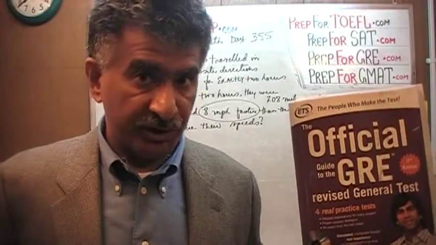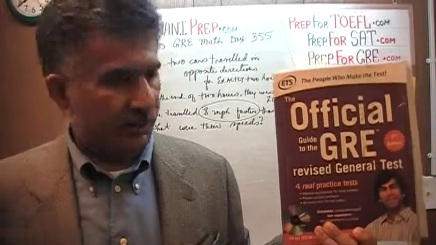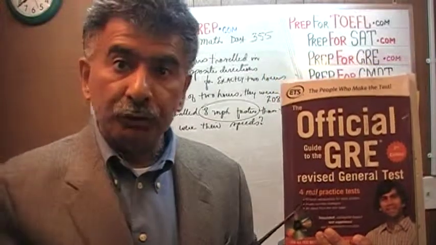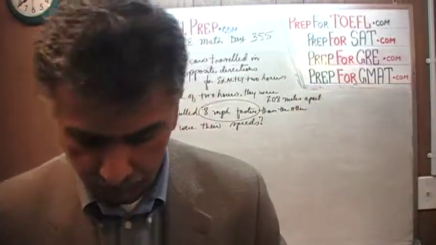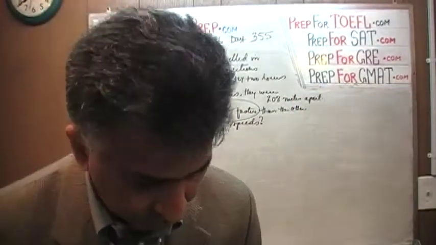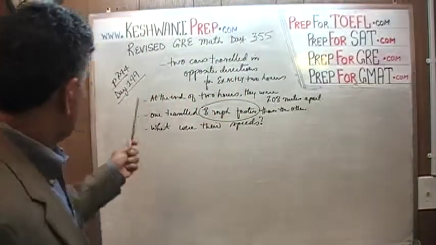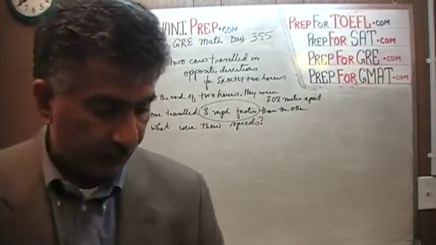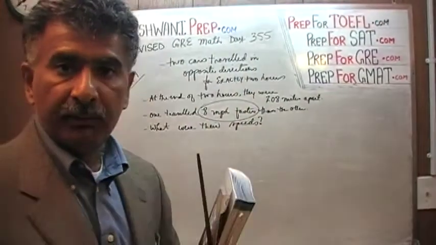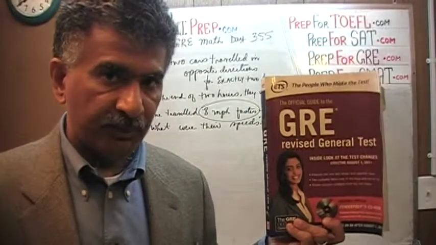We have been solving GRE math problems out of this book here, the Official Guide to the Revised GRE, second edition. If you do not own this book already, purchase it immediately. You're going to need it. The problem that we are about to solve is the one that you would find on page number 244. Please turn to it. Page number 244, and today is our lesson number 355.